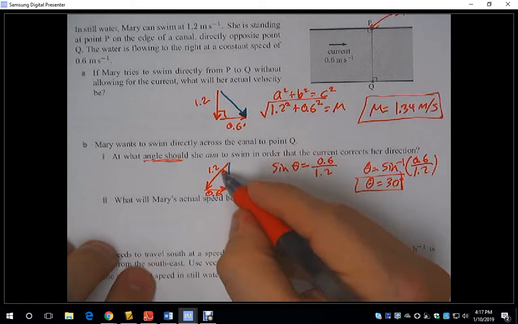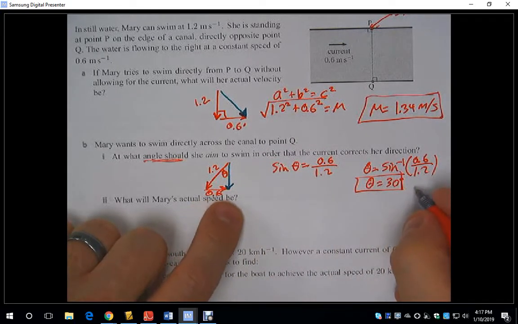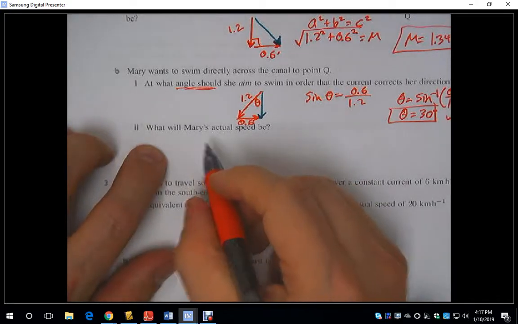I need to correct 30 degrees. So I suppose that would be what, west? That would be west of south. And then what will Mary's actual speed be?